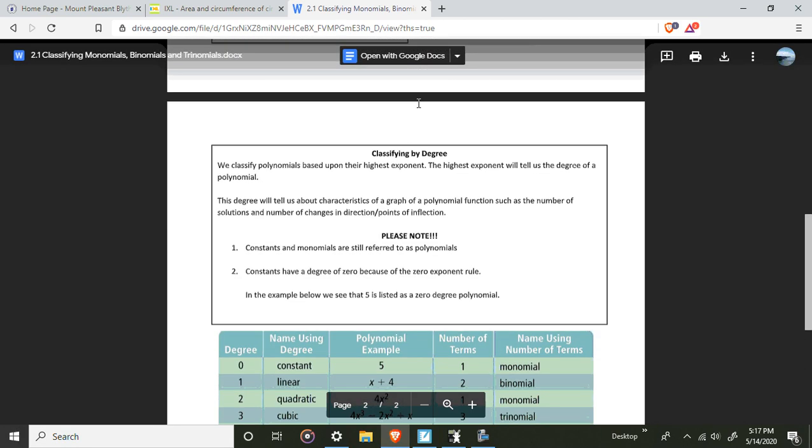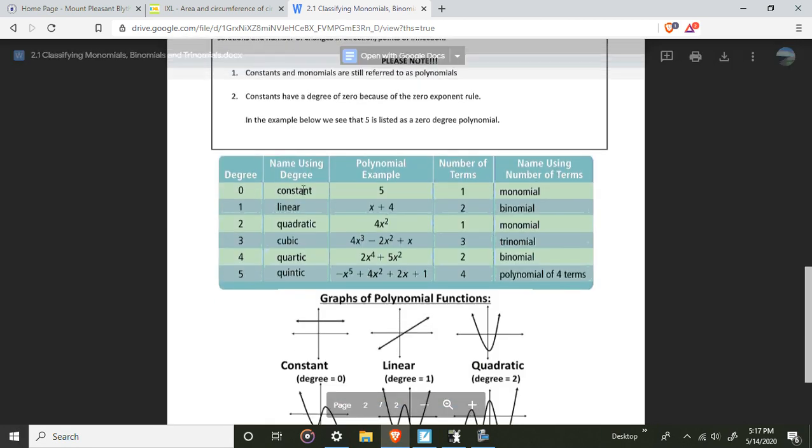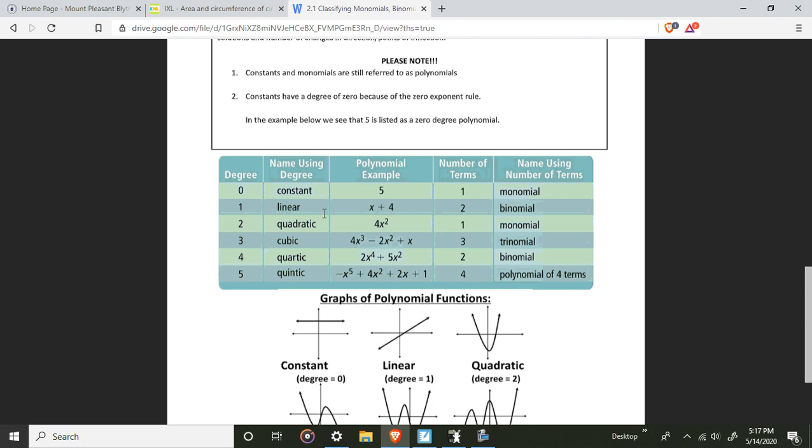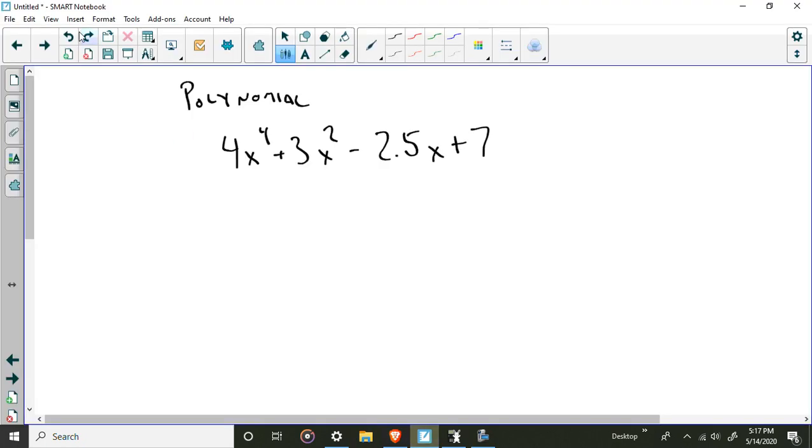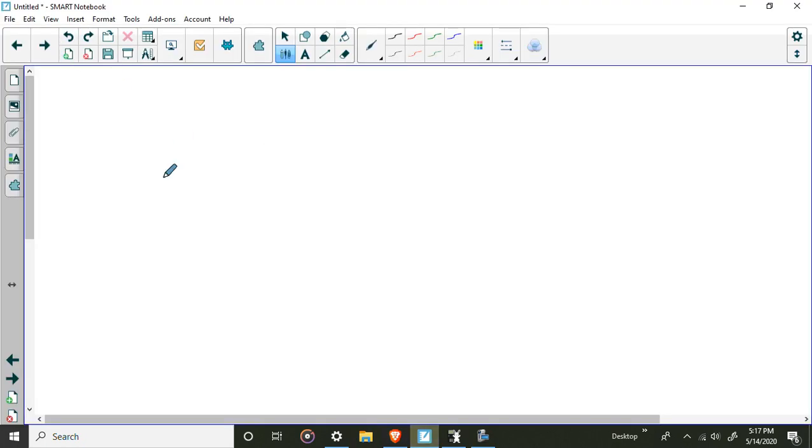We talked about classifying by degree, and then there's these right here, and that's what we're going to call degrees. Okay, so depending on the degree, we talked about that last time, the highest exponent, we might have some different names we call those too. So if we had a 0 degree, what that means is that you have no x value. So a 0 degree monomial would be something like 5, right?